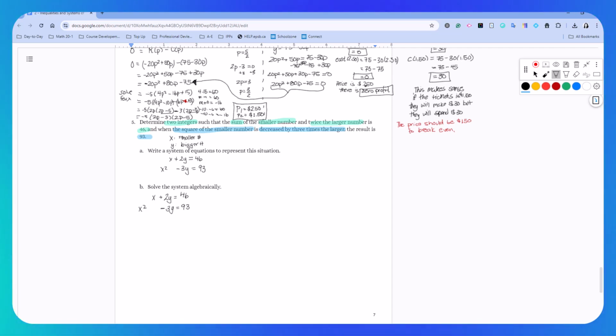We could use the substitution method in this case, but I think the elimination will be a lot nicer. Well, for these y's to have the same coefficient, I would have to multiply this equation by 3 and this equation by 2. So remember, it's like I'm taking each of these things and I'm distributing the 3 all the way through.